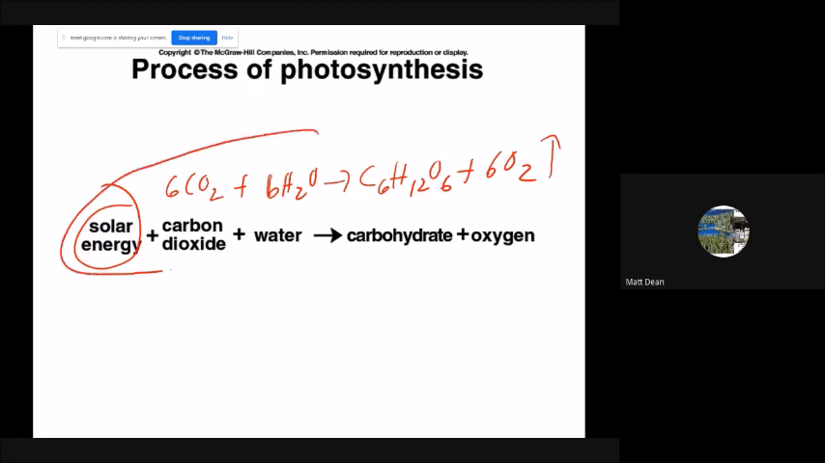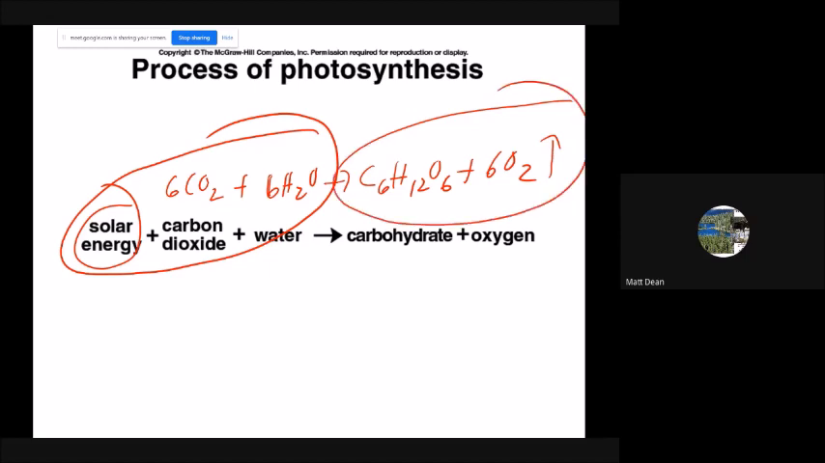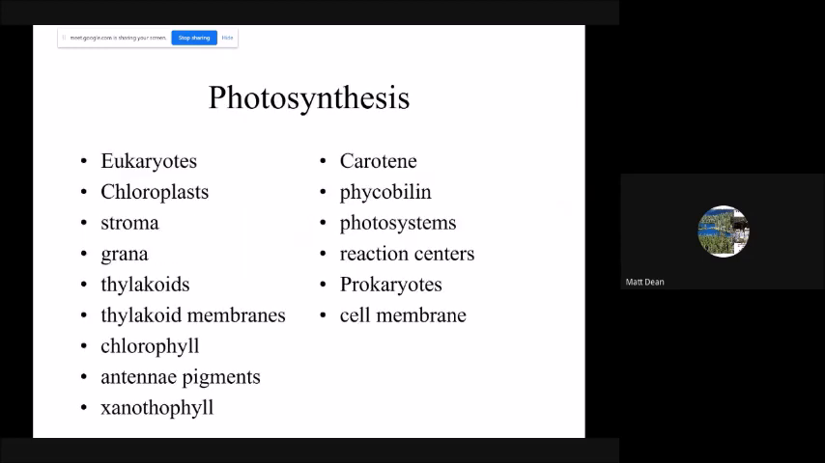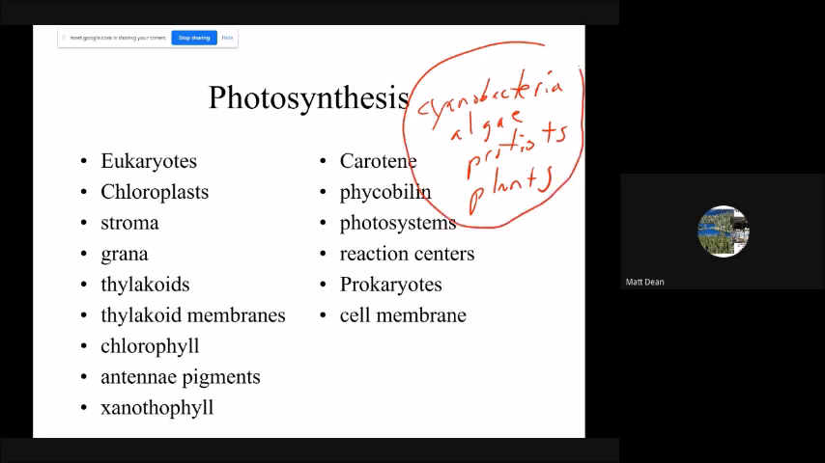Reactants, sunlight, carbon dioxide, and water. Products, sugar, carbohydrate, and oxygen gas. As far as organisms that can do photosynthesis, we're talking about some bacteria, particularly the ones we might call cyanobacteria. We're talking about algae, some of the protists, like Volvox, for example, and we're talking about plants, all plants. So those are the organisms that can do photosynthesis.